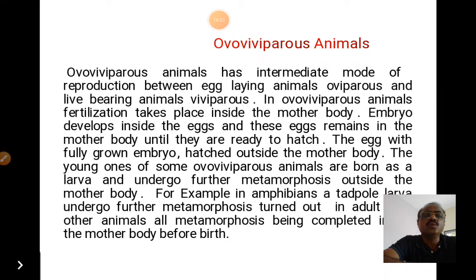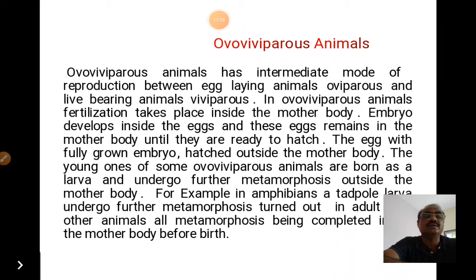In ovoviviparous animals, particularly, eggs are produced within the body, and those eggs get fertilized within the body. After fertilization, the embryo develops in the mother's body, and the developed eggs remain present in the female body until hatching. The eggs with the fully grown embryo hatch outside the mother's body, or sometimes hatch inside the mother's body. And the metamorphosis after hatching takes place totally outside the female body.